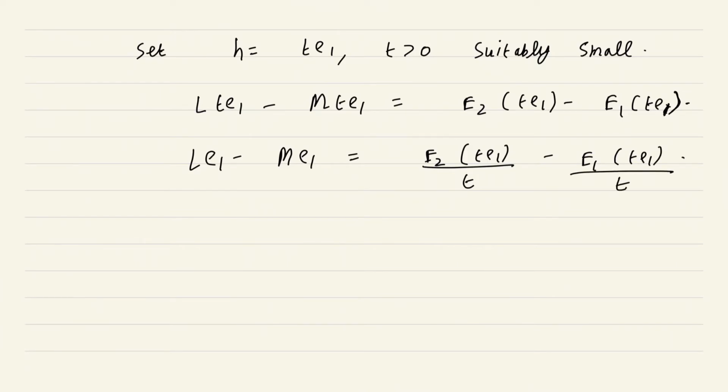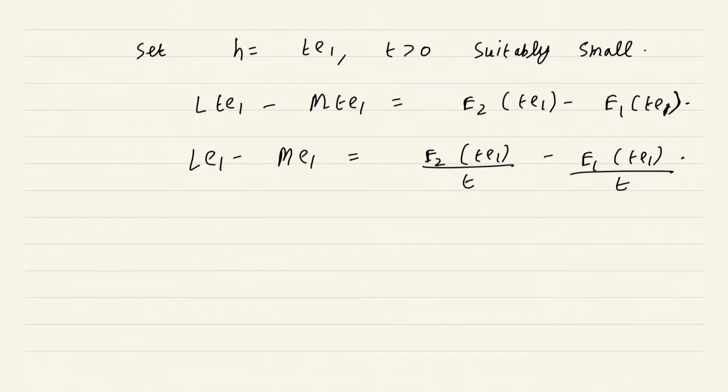Right? Now the left hand side is independent of t, so when you take t going to 0, the left hand side is going to remain unaffected. The limit will exist and the limit will be equal to Le1 minus Me1. What about the right hand side? Well, let's just look at one term.